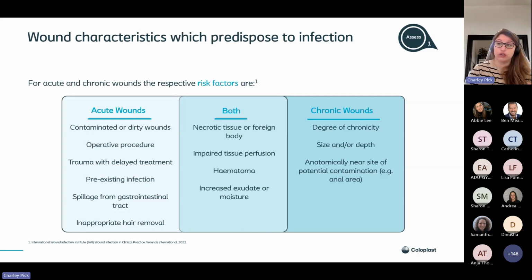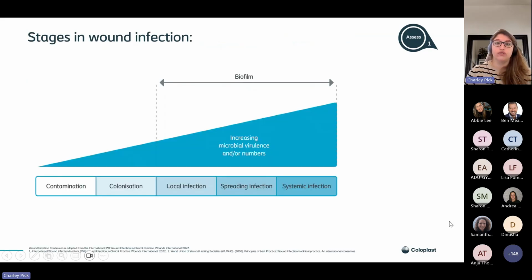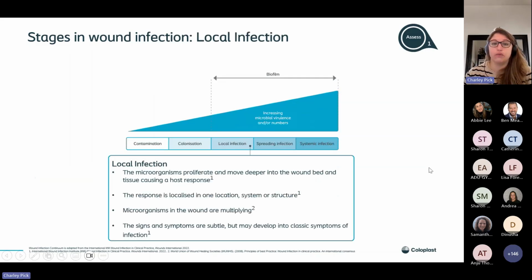The necrotic tissue, the bacteria like to hide beneath that, so we can't get to them. That's why we need to do good wound preparation. Impaired tissue perfusion, hematomas, and increased exudate or moisture, which we've been through. So this is your wound infection continuum, and all wounds will sit on this wound infection continuum. Okay, so we're going to go through the different stages in the wound infection.